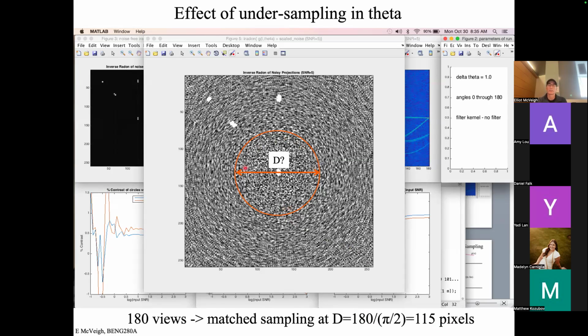So inside this orange circle, our theta sampling of 180 projections is enough. Outside this circle, it's not enough. And inside this circle, we have achieved the Nyquist criterion in our sampling of the 2D function. Outside the circle, we have not achieved that. Okay, and that's why it looks artifacted.